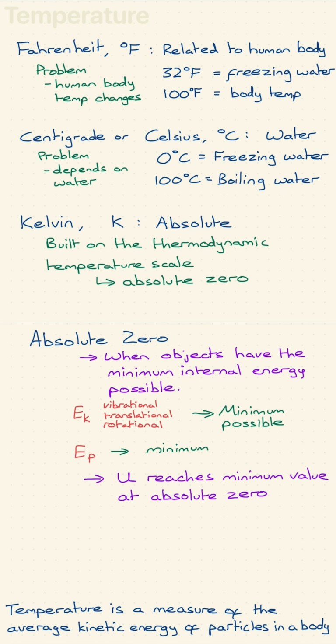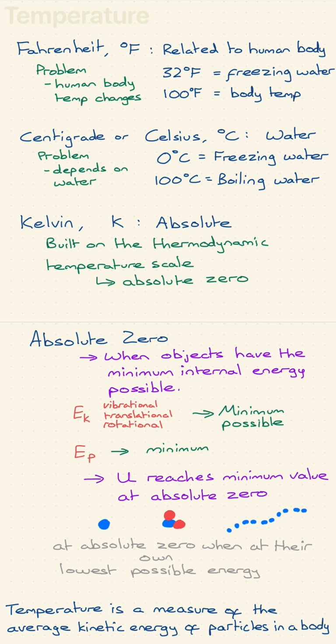So, a hydrogen atom that is in its lowest energy state is at absolute zero. A water molecule that is in its lowest energy state is at absolute zero. A long-chain hydrocarbon molecule that is in its lowest energy state is at absolute zero. This is the third law of thermodynamics, that absolute zero exists.